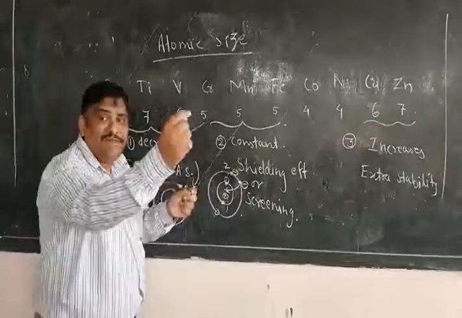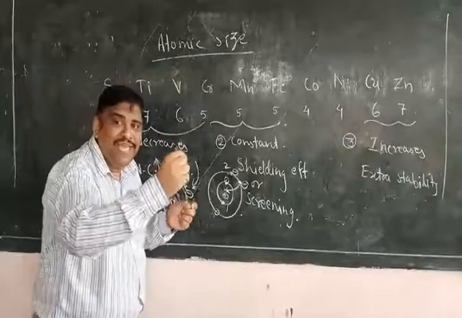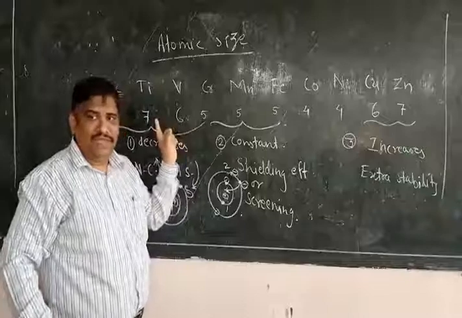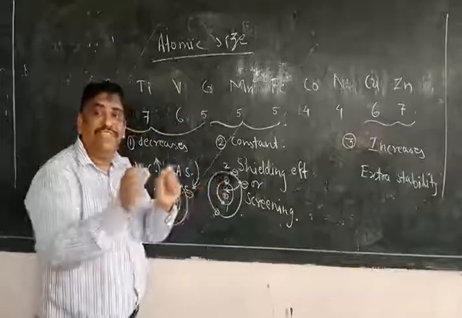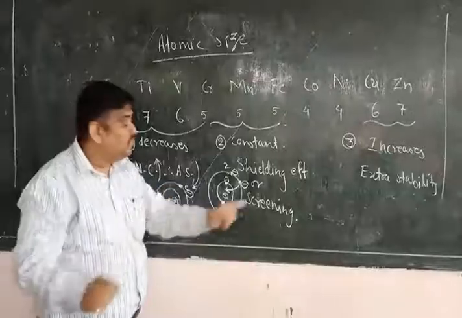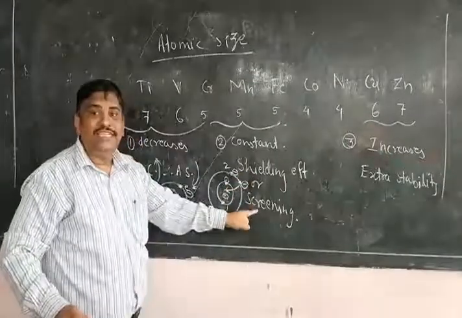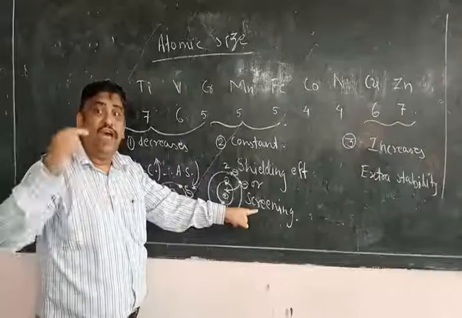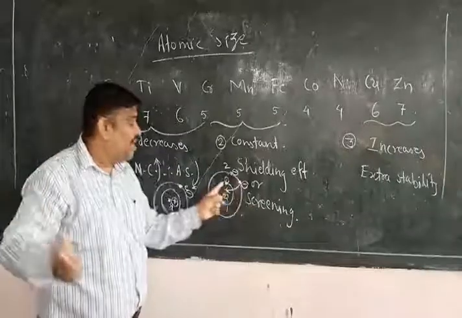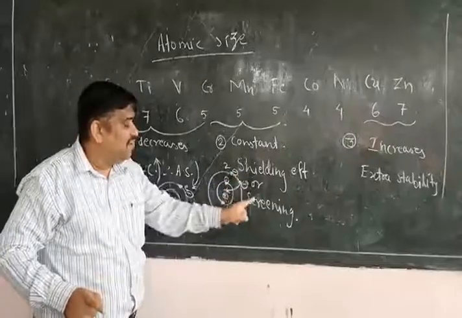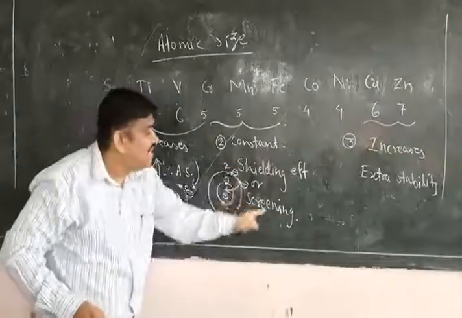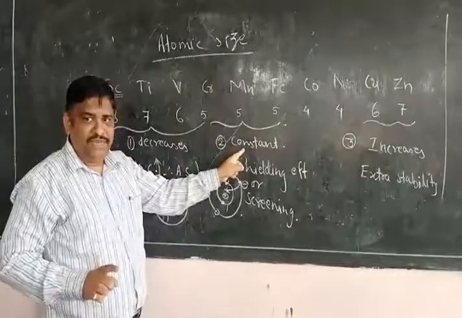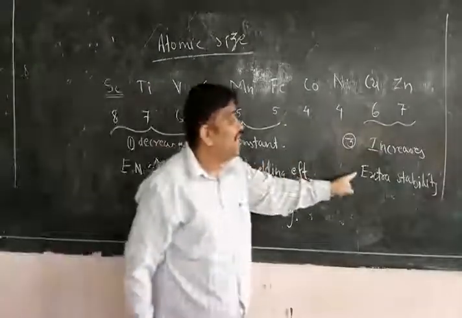Here what happens? If the electron is attracted by 5 units, it is repelled by 5 units. Therefore there is no change. 5, 5, it will remain the same here. So attraction and repulsion have the same magnitude because of the shielding effect or screening effect. So what is the screening effect? Repulsion of the outer electron because of the inner electron. That is called the shielding effect or screening effect. Because of this shielding effect, the atomic size remains constant here. Then lastly, extra stability.